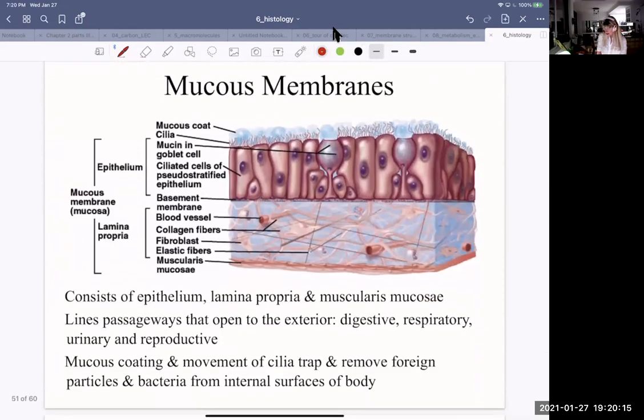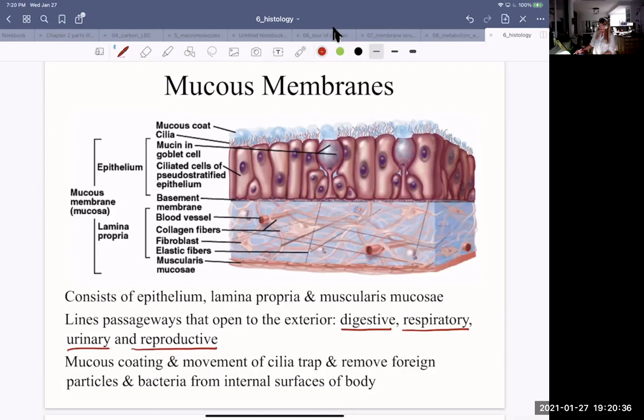Mucous membranes are found throughout passageways open to the exterior. So your digestive passageways, these are open to the external environment. Respiratory, the urinary, and reproductive. All of those passageways are open to the environment.